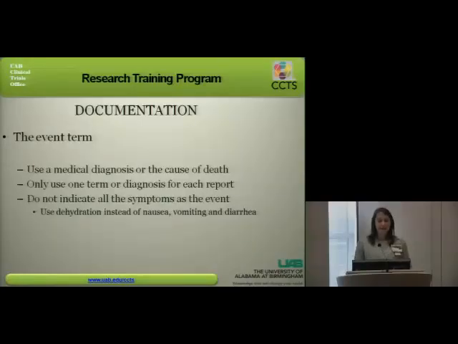So documentation, the event term. You want to use a medical diagnosis or the cause of death. Only use one term or diagnosis for each report. Do not indicate all the symptoms as the event. So for example, you want to use dehydration instead of nausea, vomiting, and diarrhea.